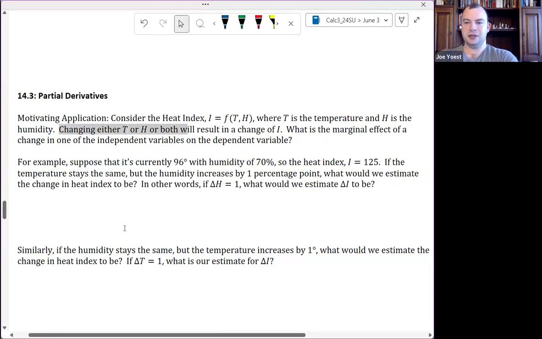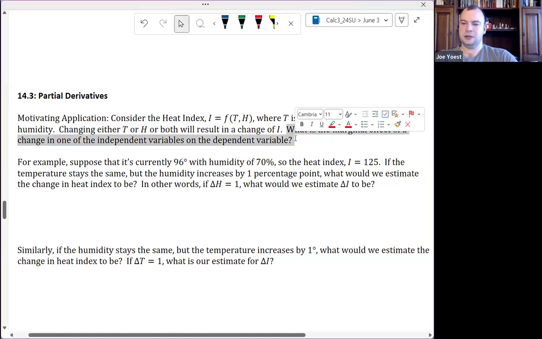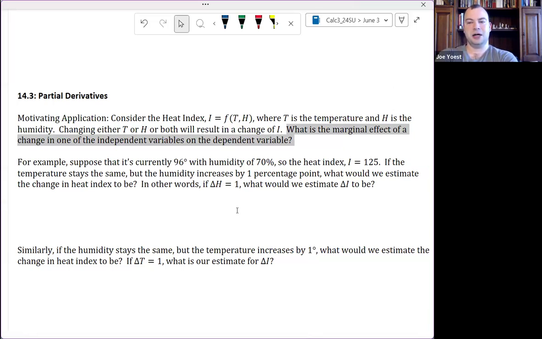We note that changing either T or H, either of these two inputs, or both, will result in a change of the heat index. We might be interested in this idea of what's the marginal effect of a change in one of the independent variables on the dependent variable.